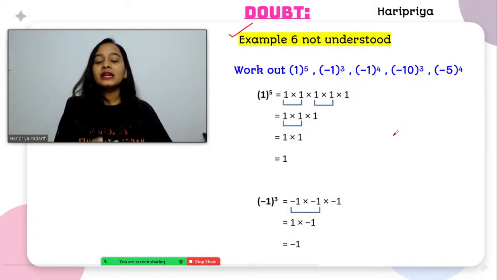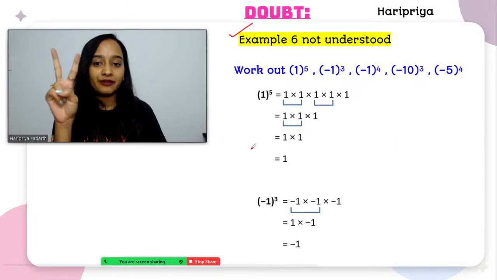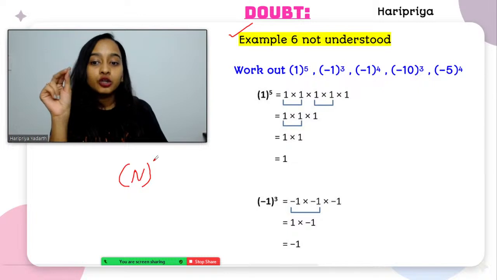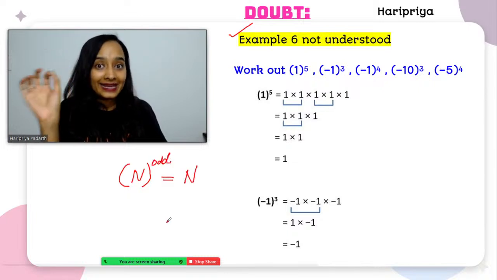Now, before I get started on this one, there are two things you'll have to remember. If you have a negative number to the power of an odd number, the answer will be negative.